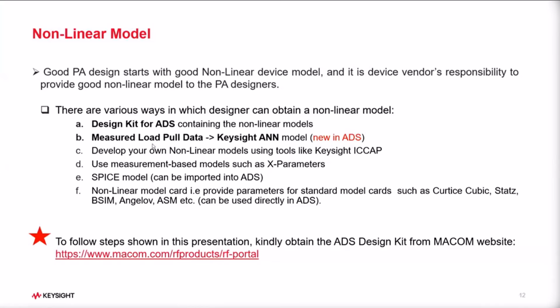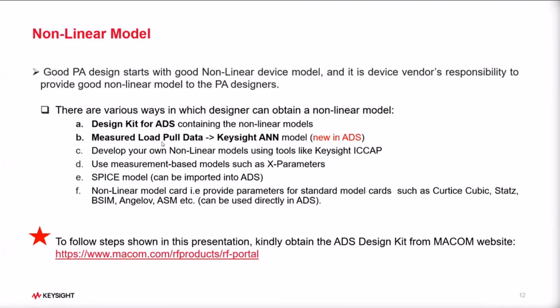Right? Some companies, for some parts, may not be able to give you a design kit, but they can always give you measured load pull data. Now, this is the easiest kind of data any nonlinear device manufacturer can give you, because most of them make these measurements within their office for every device category they produce. And once you have measured load pull data, and if you are using the newer ADS releases, there is a very nice free utility which you can use to load the data and convert it into what we call an artificial neural network model. We call it ANN.